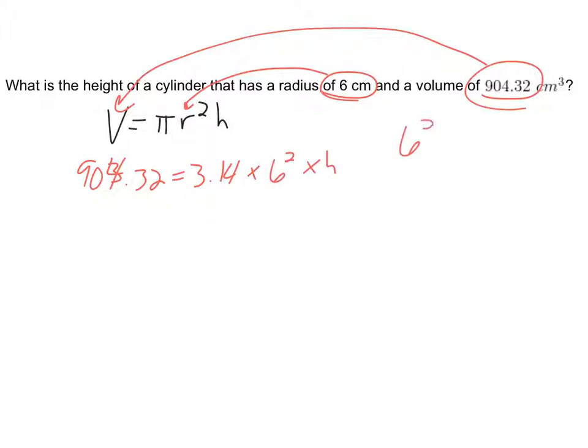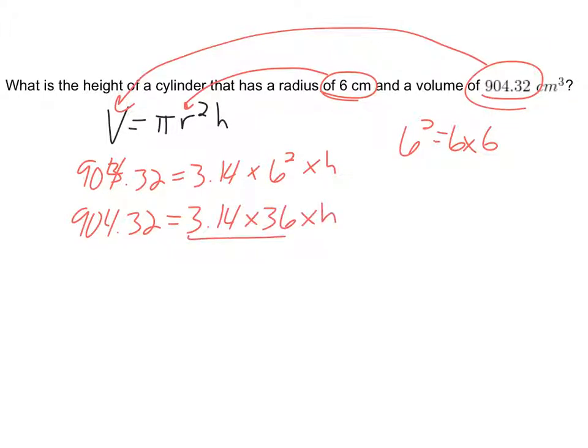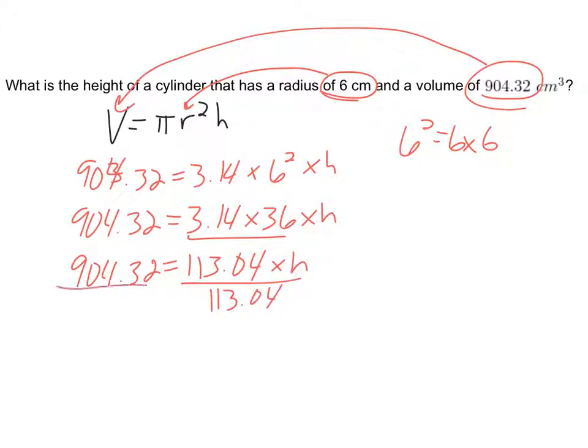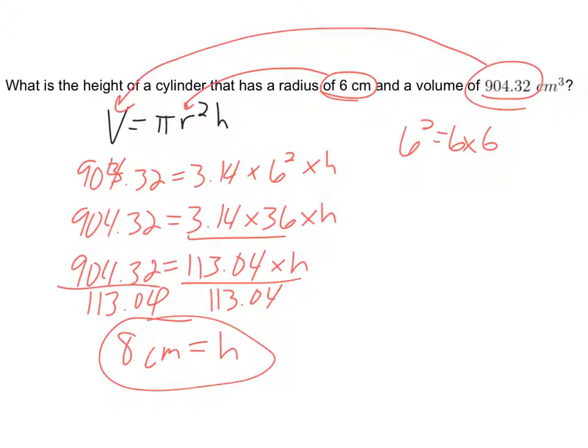Okay, again, 6 squared is just 6 times 6. So 6 times 6 is 36. So on the right, I'm going to have 3.14 times 36 times h. I multiply together the two numbers that I know, and that gives me 113.04 times h. And again, single step equation from here, divide both sides by what's in front of h. And that's going to get me a height of 8. And our label is centimeters, so our height is 8 centimeters.